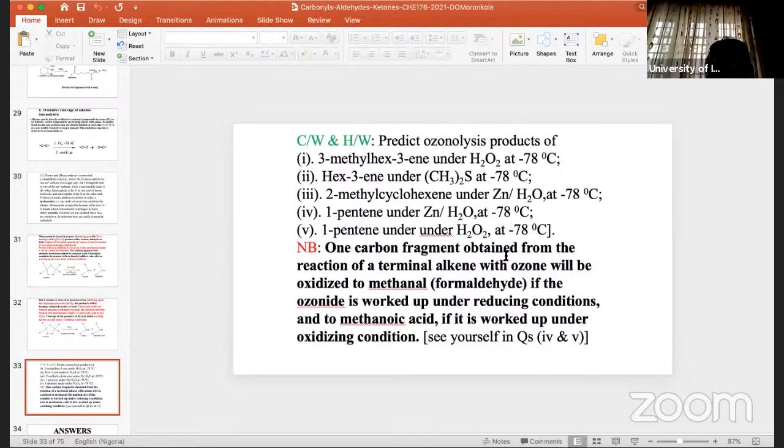So the one-carbon fragment obtained from the reaction of a terminal alkene with ozone, if the ozonide is worked up under reducing conditions, will be obtained as methanal, but it will finally be obtained as methanoic acid if it is under oxidizing reagents condition.